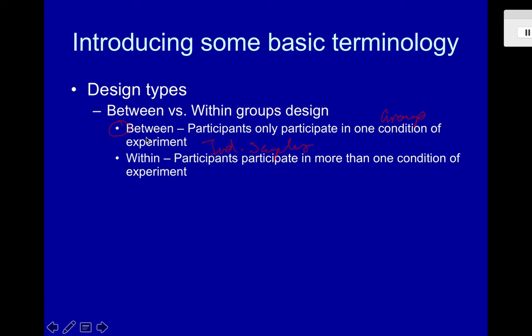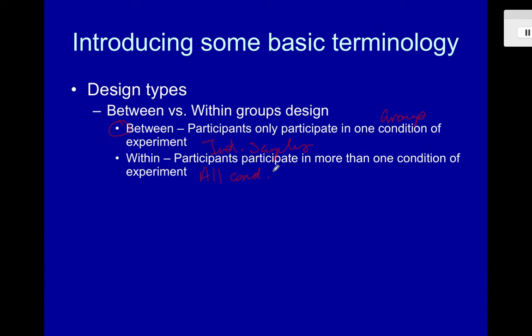Now, we also have the option of doing what's called a within groups research design. With a within groups research design, we allow participants to participate in more than one group of our study. In reality, they participate in all groups, all conditions of my study. In other words, we allow these people to cross over to the other group.